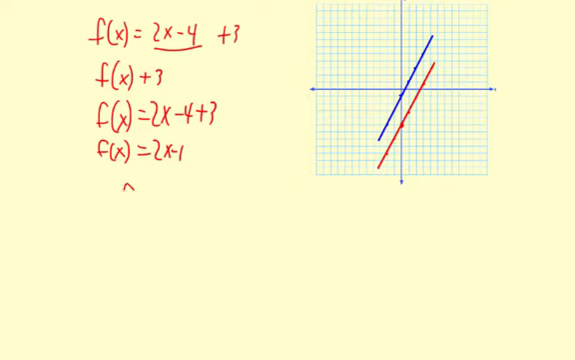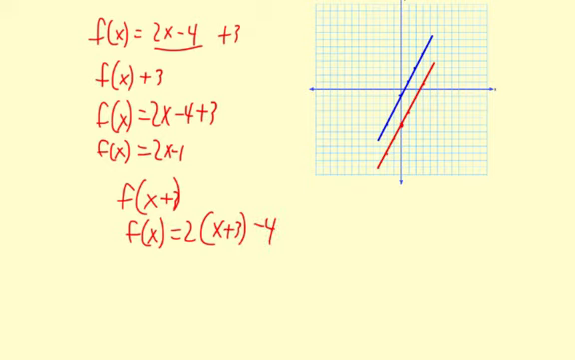What if I wanted to do f of x plus 3, where the 3 is inside parentheses with the x? That works a little differently. So that is f of x equals 2 times x plus 3, minus 4. Notice how this is different than what happened last time. Instead of just adding 3 to the end of the function, I'm putting a 3 inside where the x was. So it's x plus 3 now instead of just x.